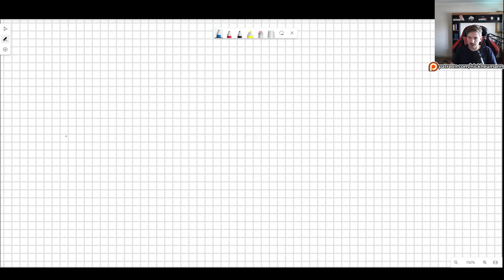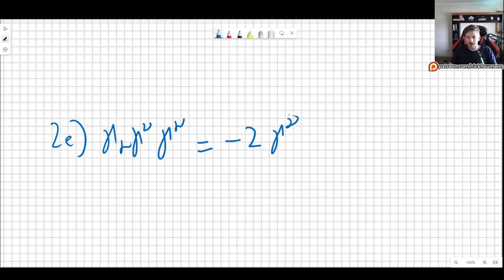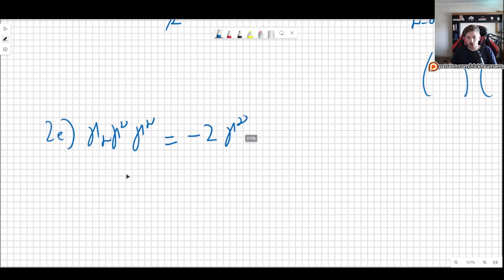Okay, so now let's go to the next problem. So let me write it down. 2e asks us to prove that gamma mu gamma nu gamma mu is equal to minus 2 times the gamma in the middle, right? So that's what we want to prove here. Okay, so how do we go about it? Well, this is now a point where we will use something very, very useful. And that is that we will use the Clifford algebra, you guessed it.